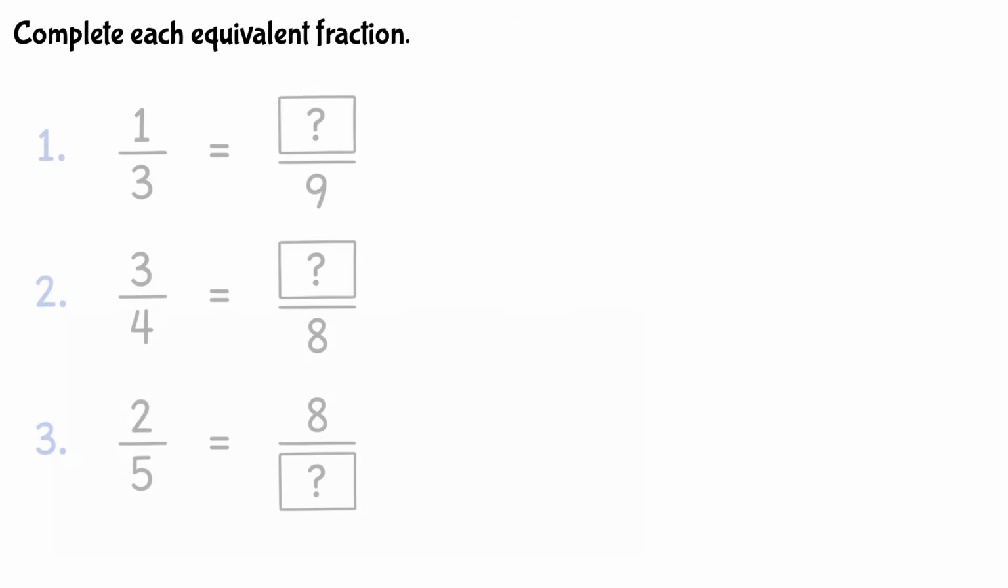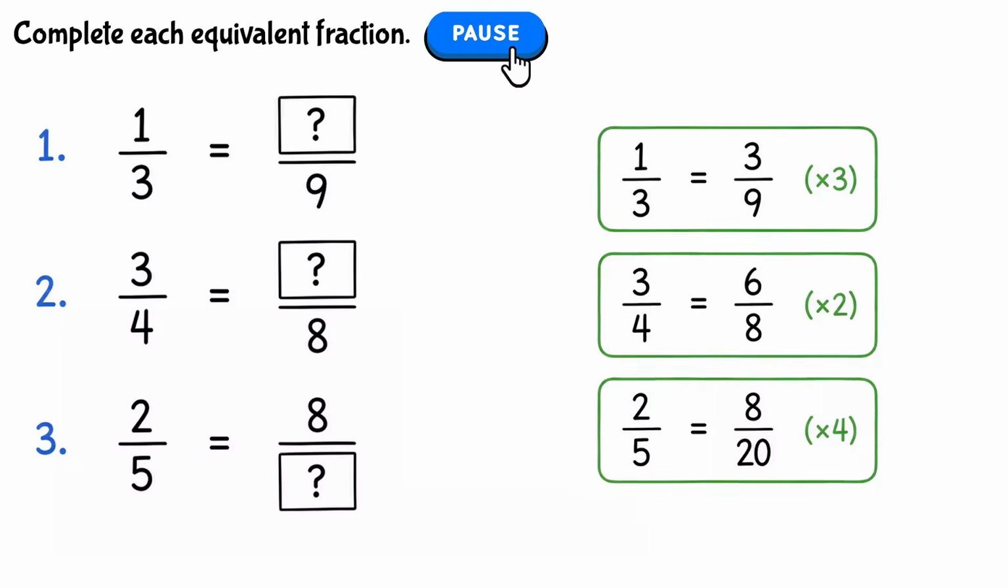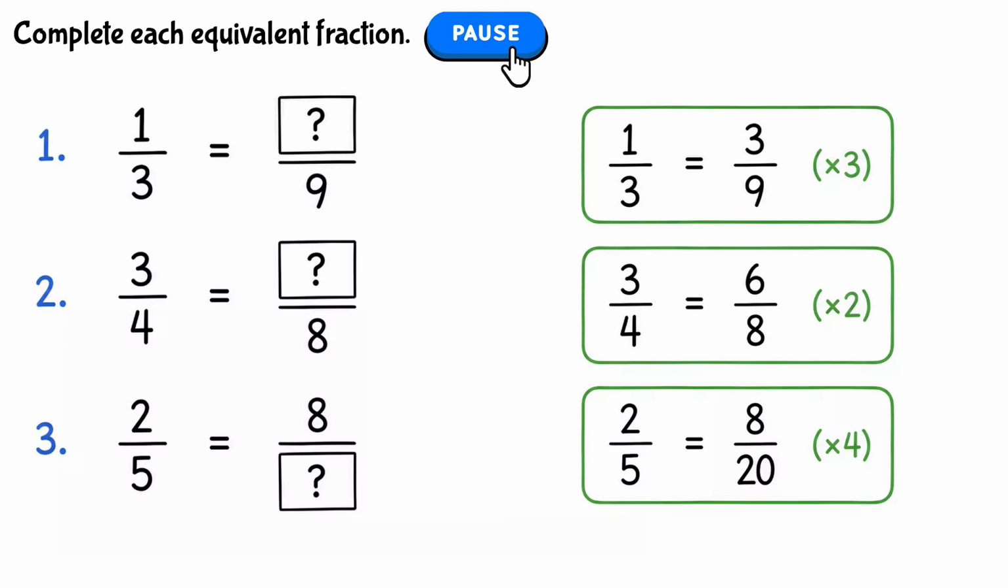Now it's your turn. Complete each equivalent fraction. Pause the video and work through all 3 before checking your answers. Ready? For number 1, 3 times 3 equals 9. So 1 times 3 equals 3. The missing numerator is 3.